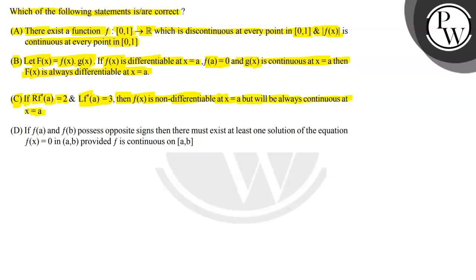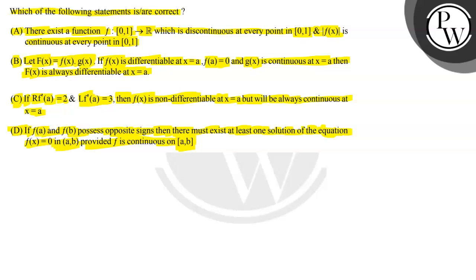Option D says, if f(a) and f(b) possess opposite signs, then there must exist at least one solution of the equation f(x) equals 0 in (a, b), provided f is continuous on the closed interval [a, b].